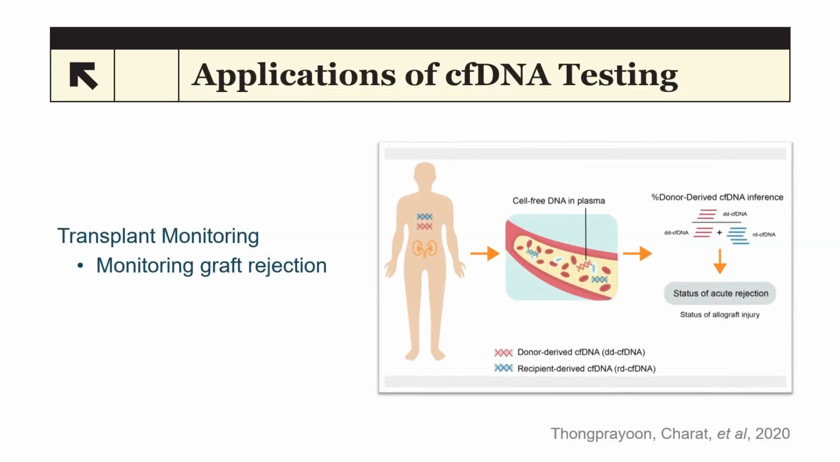Last but not least application: transplant rejection monitoring. Following organ transplantation, cfDNA testing can be employed to monitor graft rejection. By analyzing the cfDNA in the recipient's blood, it is possible to detect the presence of donor DNA, which indicates potential graft rejection. This non-invasive method allows early intervention and adjustment of immunosuppressive therapy, improving transplant outcomes.